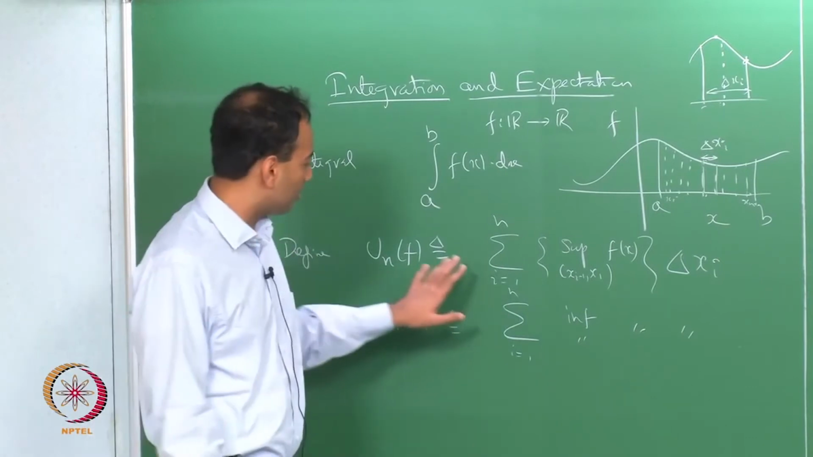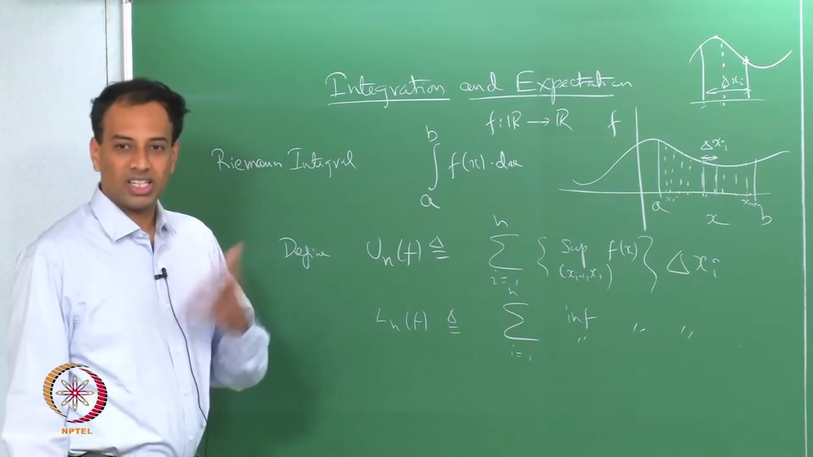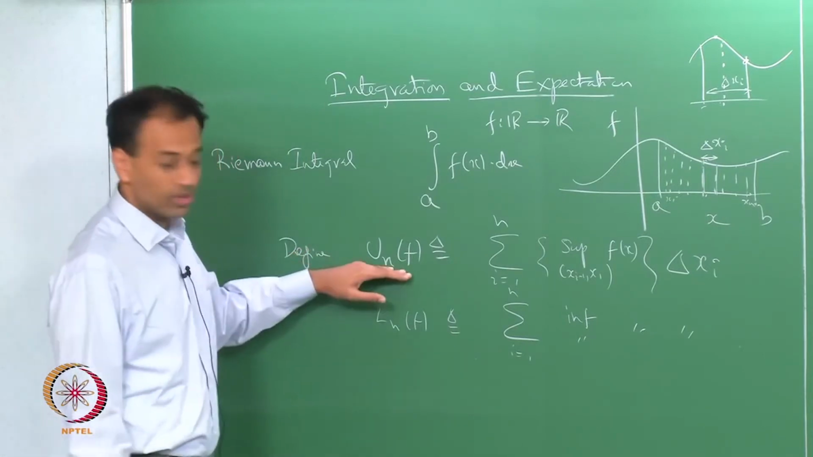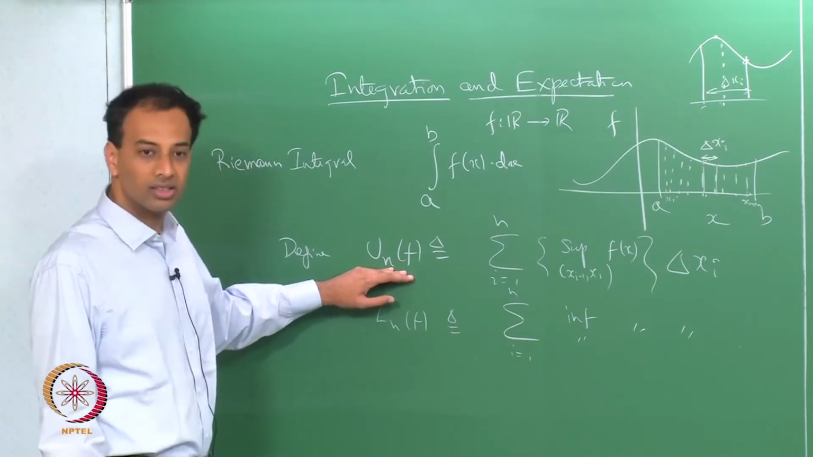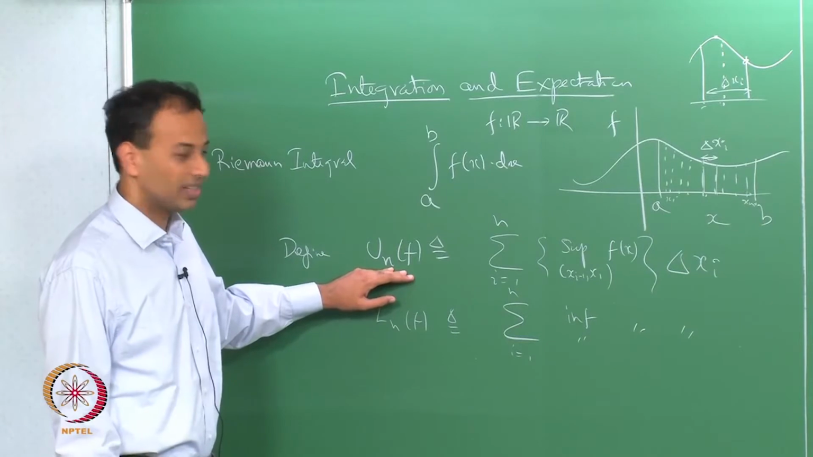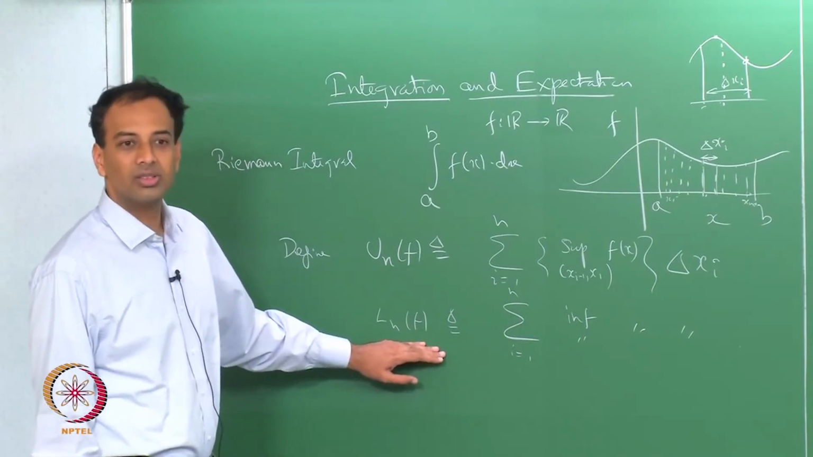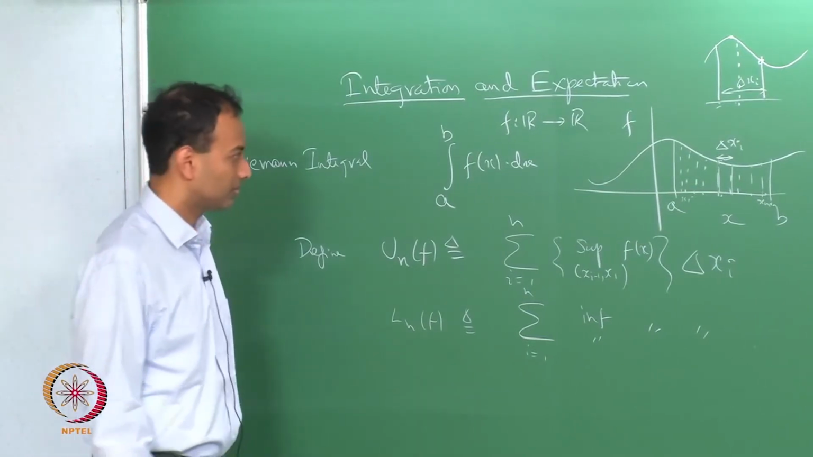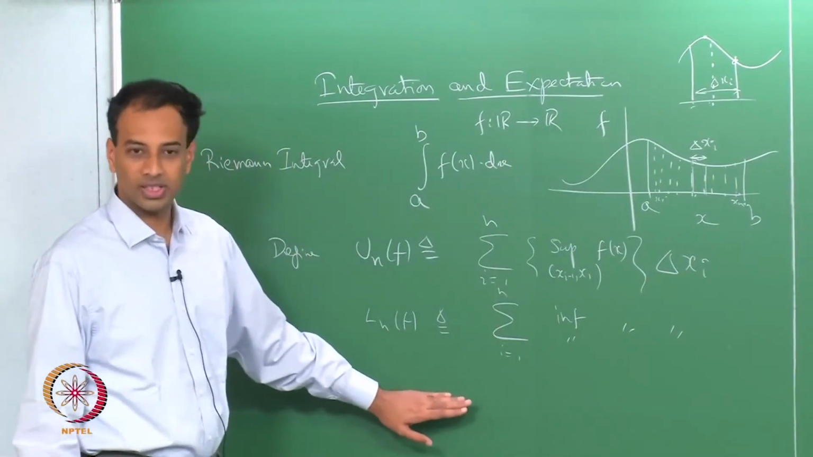So, for these, if you send n to infinity such that each delta x i goes to 0, right, this sequence must necessarily attain a limit, right, because this is a monotonically decreasing sequence and this is a monotonically increasing sequence, correct. For the moment let us assume that f is bounded. Okay. Is that clear?